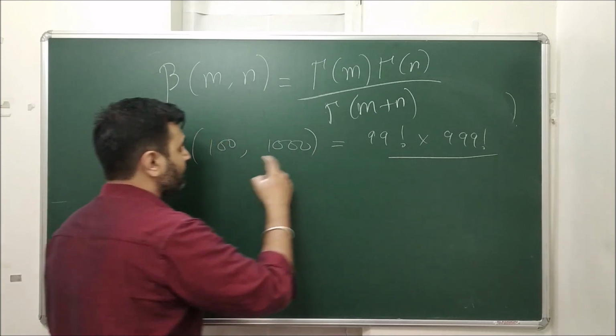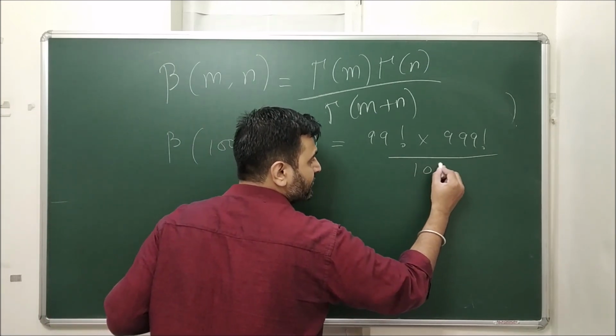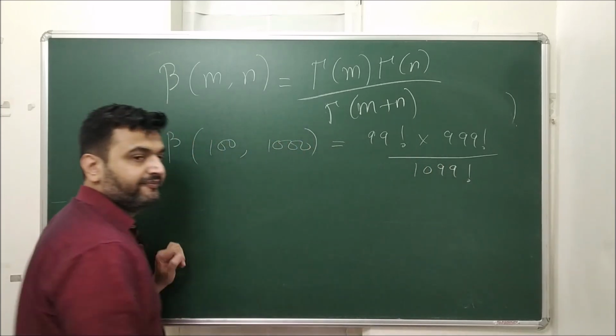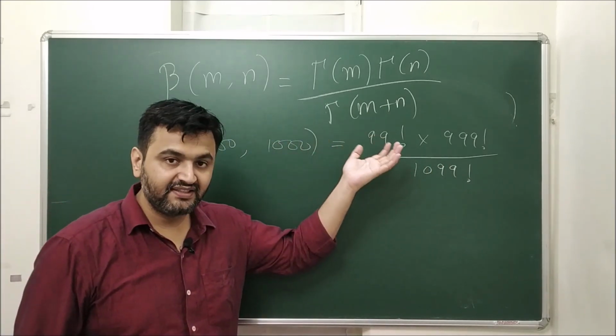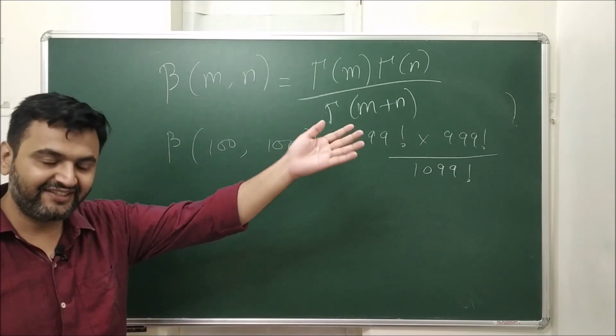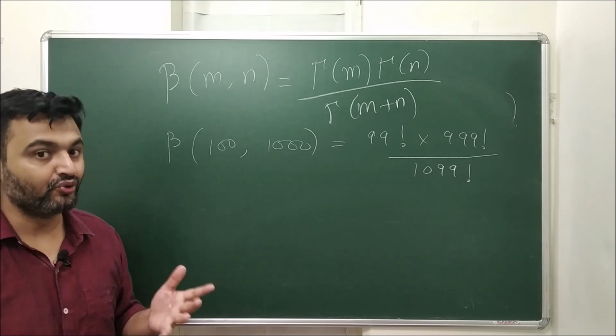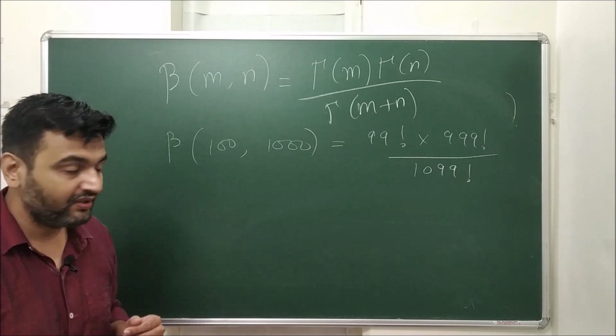What is gamma of 1000? 999 factorial. What is the addition? 1100. What is gamma of 1100? 1099 factorial. So with this relation you get the answer in one line, and if you go by the definition it will take a lot of time. That's why these relations are very important to know, because this will reduce your job.